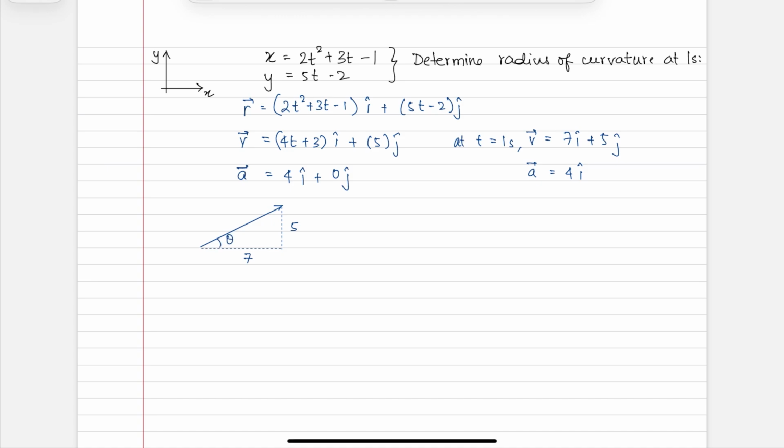So you have some angle here for the velocity vector with respect to the x-axis. What is the magnitude of velocity? This would be root over 5 square plus 7 square, which is 8.6 meters per second. And what about the acceleration? It is just 4 i hat. So we have to draw that overlapping over here. This here is your acceleration at 4 i hat.